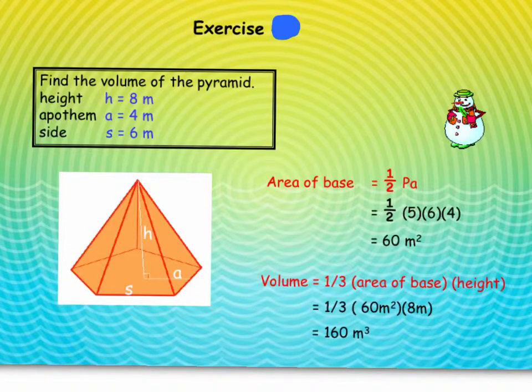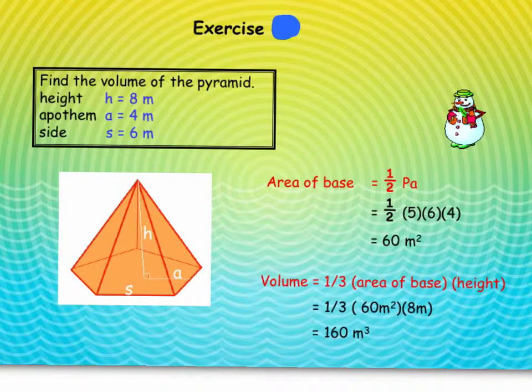Okay, let's take a look at this exercise. Remember, we're trying to find the volume of a pyramid. We were given the height of the pyramid, which is 8. The apothem is 4. That is for this base, which is a pentagon. The side of the pentagon is 6, and this is a regular pentagon, so it's 6 all around. We need to first find the area of the base. Then we'll multiply that by 1/3 and by the height, and that will give us the volume. So the first thing we need is the area of the base.